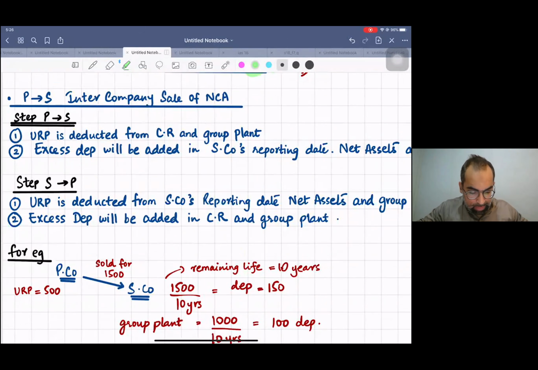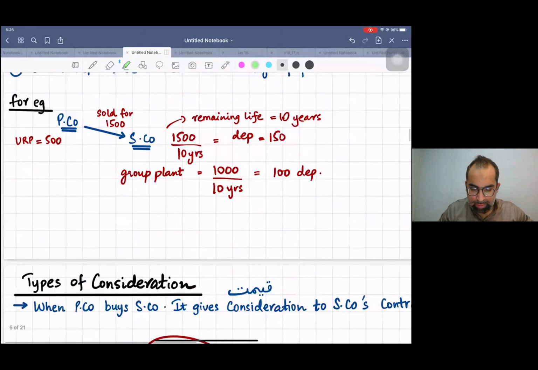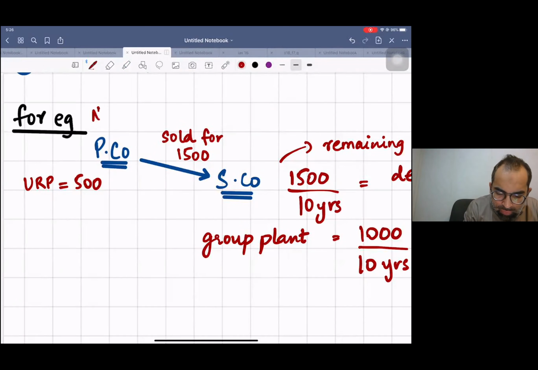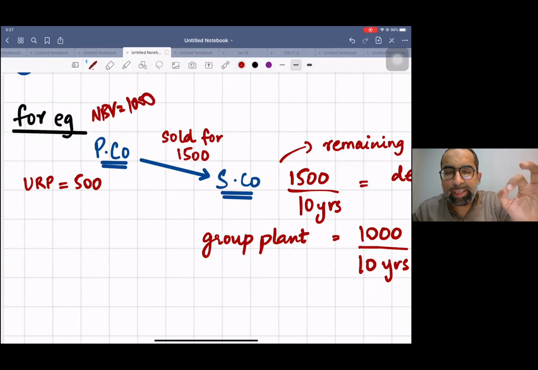Now, for example, see this screen. Parent company sold a plant to S company with an NBV of 1000, the carrying value at the date of sale, and the parent company sold this plant to S company for 1500. Okay, so within a second you will calculate URP.